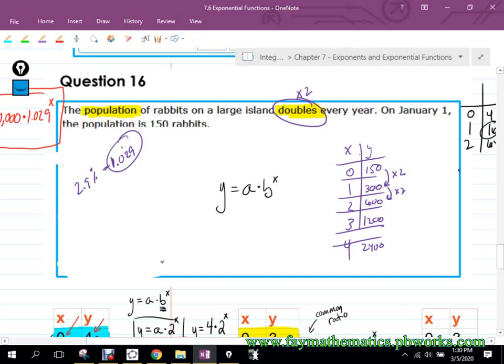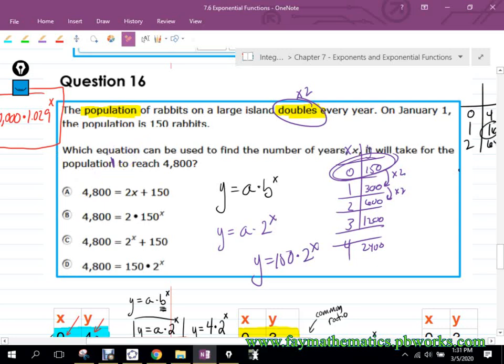Doubles, triples, halves. But now, so my B value would have been what? 2, right? What's going off the pattern we used in the past? What's my A value going to be here? 150, okay? So we get the equation y equals 150 times 2 to the x. Now look at these examples here. It says which one of these will tell me that I'm going to get a population of 400 or 4,800. Which one of these makes most sense? D makes most sense because that right there is what we just came up with, right?